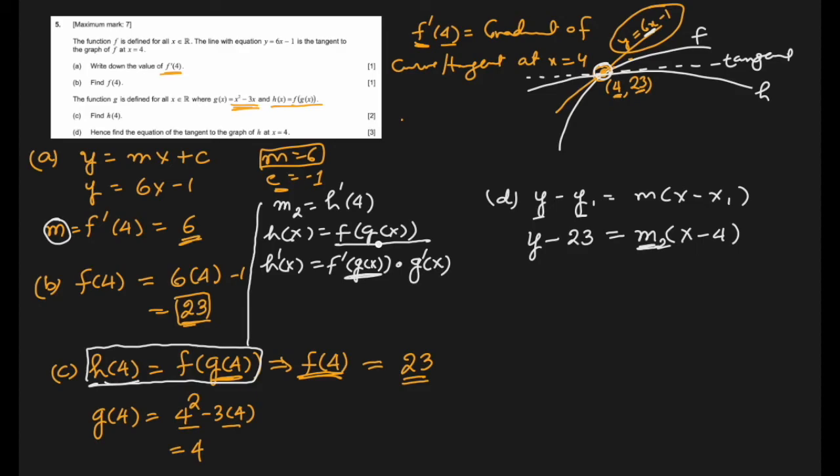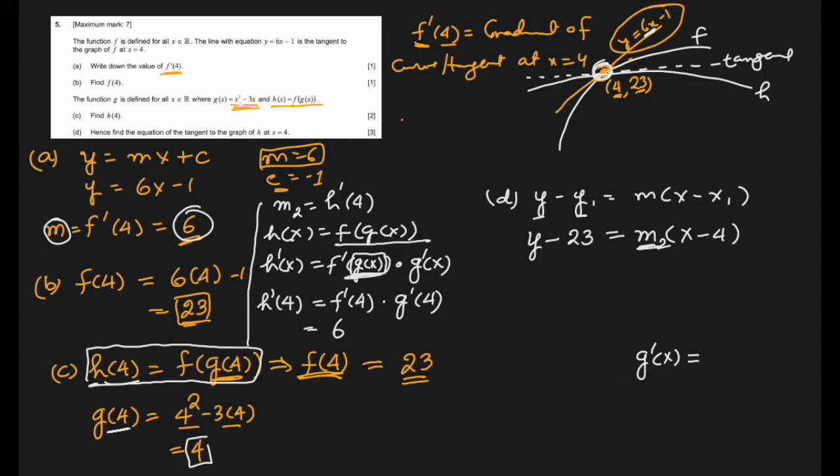Now carefully look at this one. g(x) is g(4) because we are talking about this point. This m2 is at 4, so g(4) came out to be 4. So basically h'(4) we are looking for will be f'(4) times g'(4). f'(4) is known to us, f'(4) is 6, we got it. g'(4) is not known to us. So at the corner here, I will find g'(x) first and then I will find g'(4).